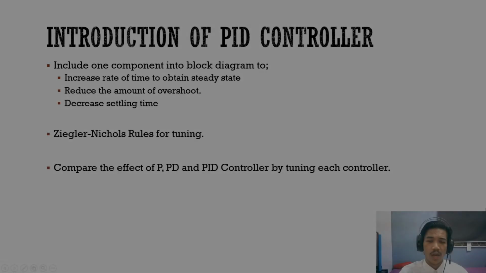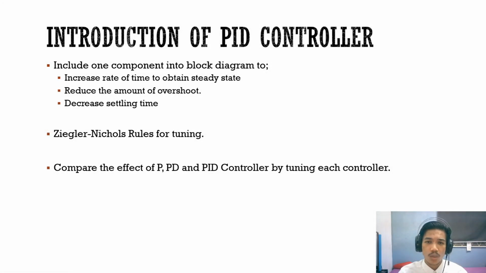So the next part, I'm going to introduce you to the PID controller. The concept of the PID controller is you put one transfer function before the plant in the block diagram. By doing this, you're going to increase the rate of time to obtain steady state, reduce the amount of overshoot, and also decrease the settling time. We're going to use the Ziegler-Nichols rules for tuning the PID controller.